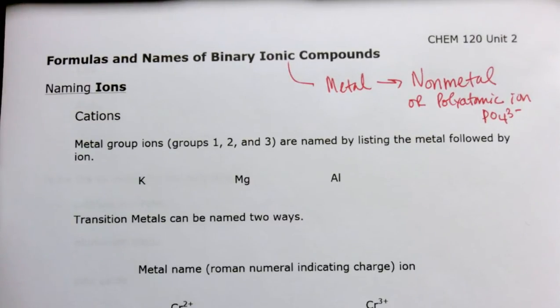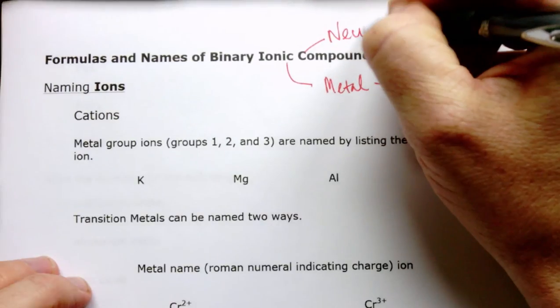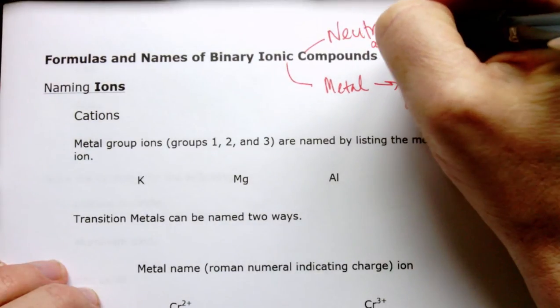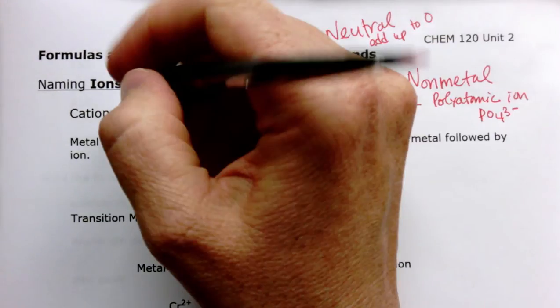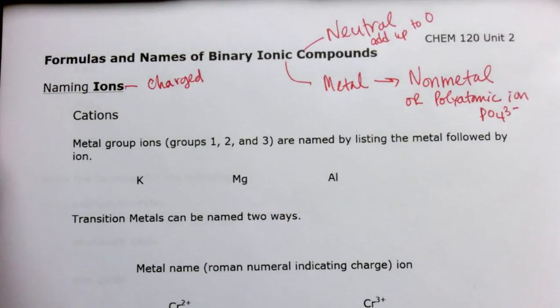So when it comes to naming ionic compounds, it can be helpful to learn how to name ions first and then learn how to name the compounds. Now remember, ionic compounds are neutral. The charges add up to 0. Whereas ions are charged. Anytime you have an ion, it's either a positive or a negative charge.